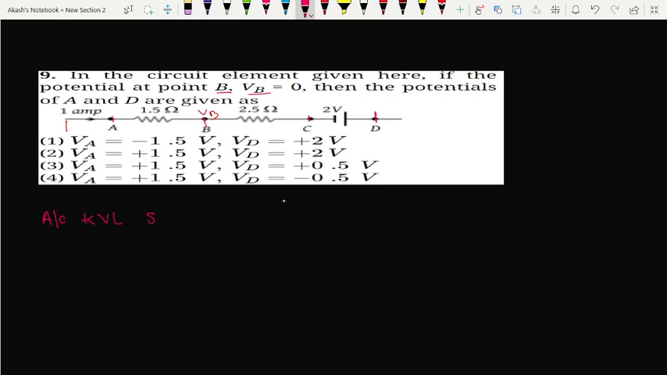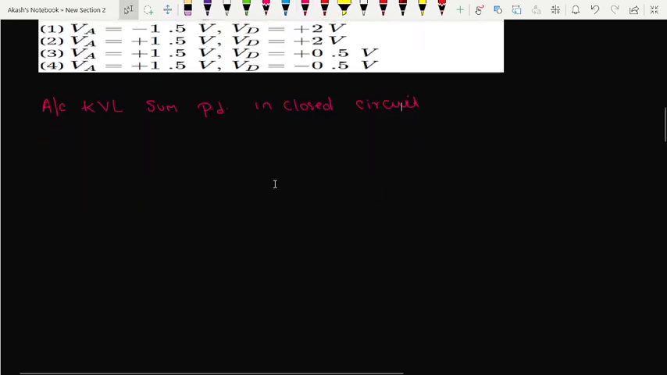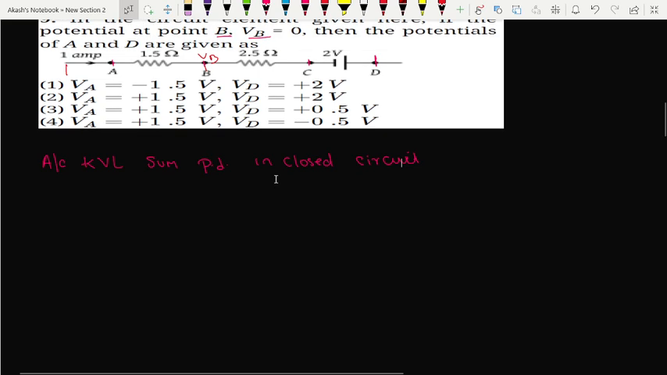the sum of potential differences in a closed circuit is zero. But here it is not a closed circuit. Let me draw the circuit first. This is the circuit.